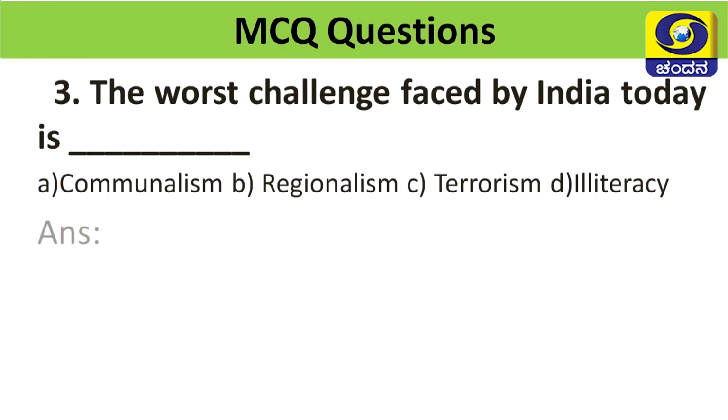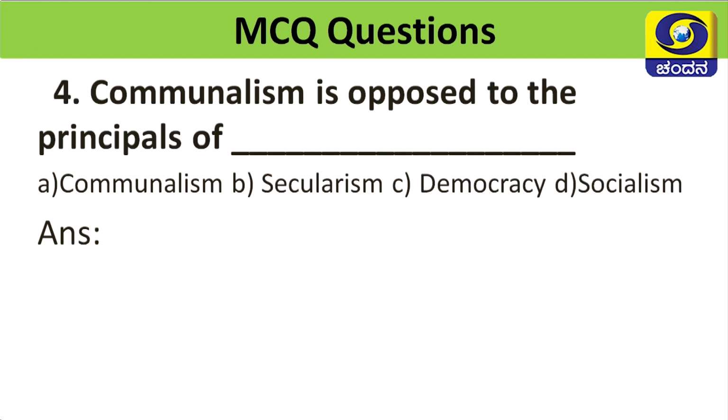The worst challenge faced by India today is dash. A, communalism; B, regionalism; C, terrorism; D, illiteracy. Student, are you able to find out this answer? Yes, very good. Your answer is correct, terrorism. Next question, communalism is opposed to the principle of dash. A, communalism; B, secularism; C, democracy; and D, socialism. Yes, find out, children, which is the correct answer. Yes, your answer is correct, B, secularism.